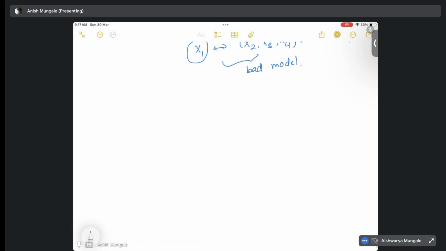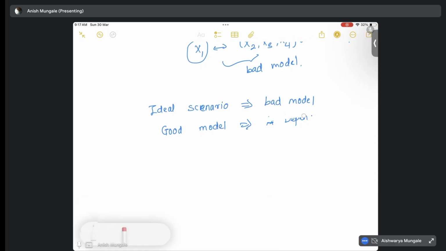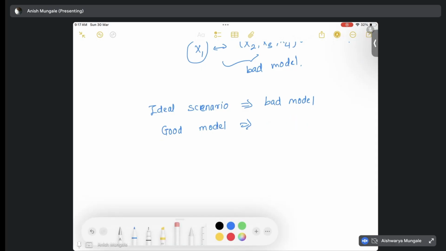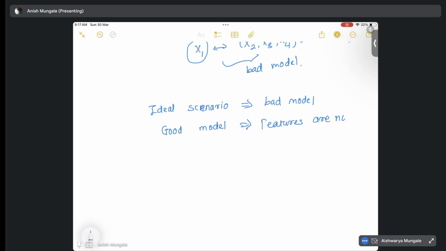So the ideal scenario will be a bad model, and a good model is against the scenario, so it implies that there is a dependence, or we can say it implies that features are not independent.